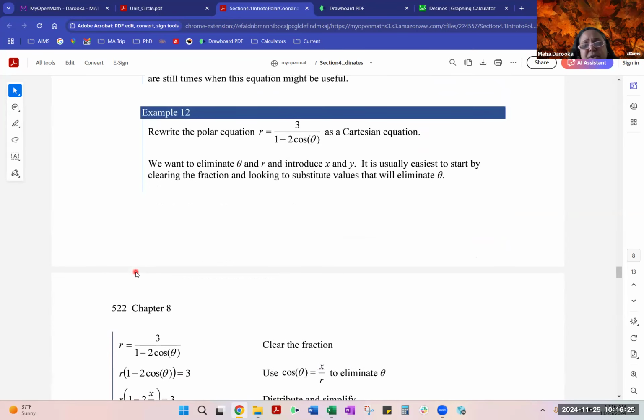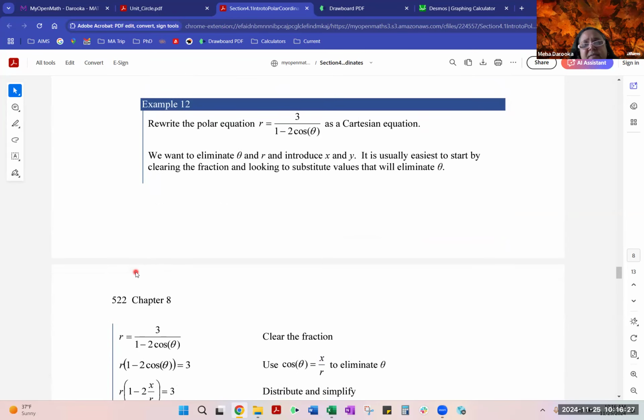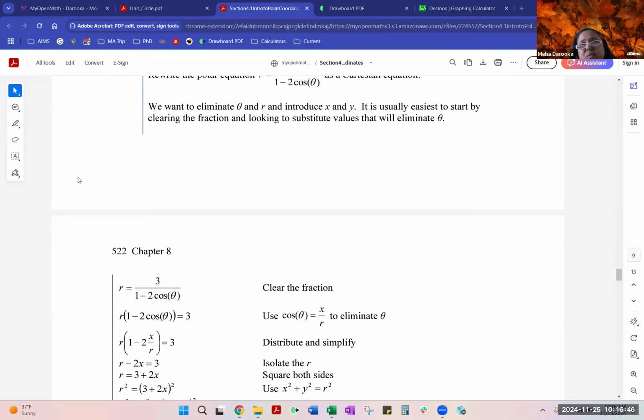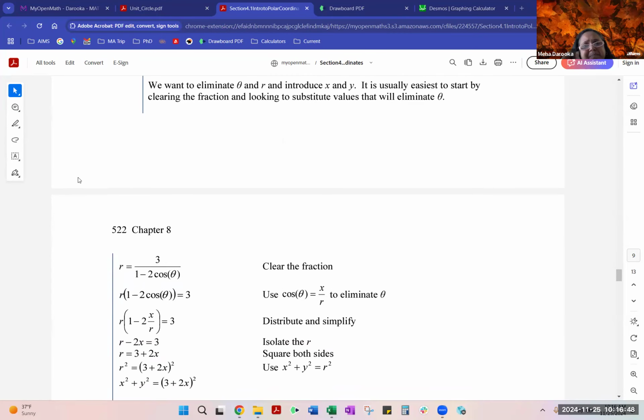Now we're going in the other direction. So we are given a polar equation, and you will see this is r equals 3 divided by 1 minus 2 cosine of theta. And we, of course, want to write this in the Cartesian form, which means with the x and y variables. So obviously we want to eliminate the r and theta, and we want to bring in the x and y variables.